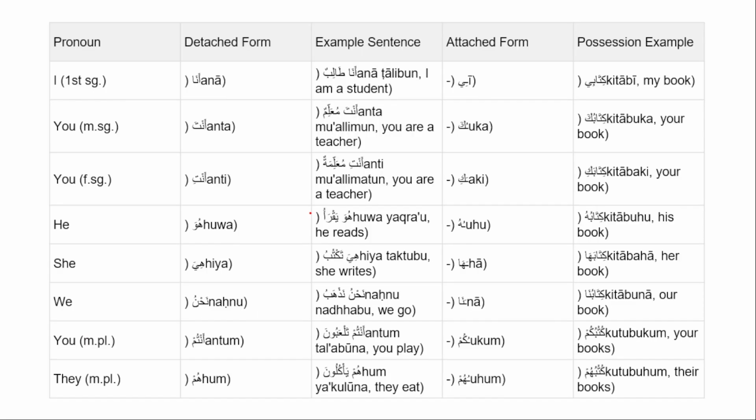Like I discussed pronouns, so these are the pronouns: أنا، أنت، أنتِ، هو، هي، نحن، أنتم، هم.